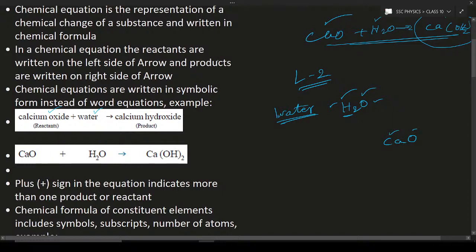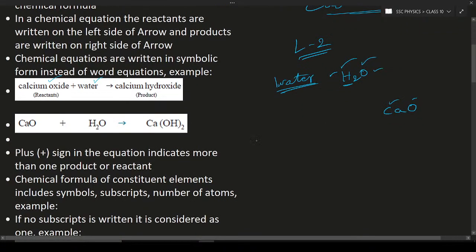In chemical equations, the reactants are written on the left side of the arrow and the products on the right side of the arrow. The chemical equation is nothing but how chemicals form or change into a new substance. So what is meant by product and reactant? We write in the form of chemical formulas, for example calcium oxide plus water, which react together to form calcium hydroxide. From here to here, they are reactants, and the product formed after the arrow is known as the product.